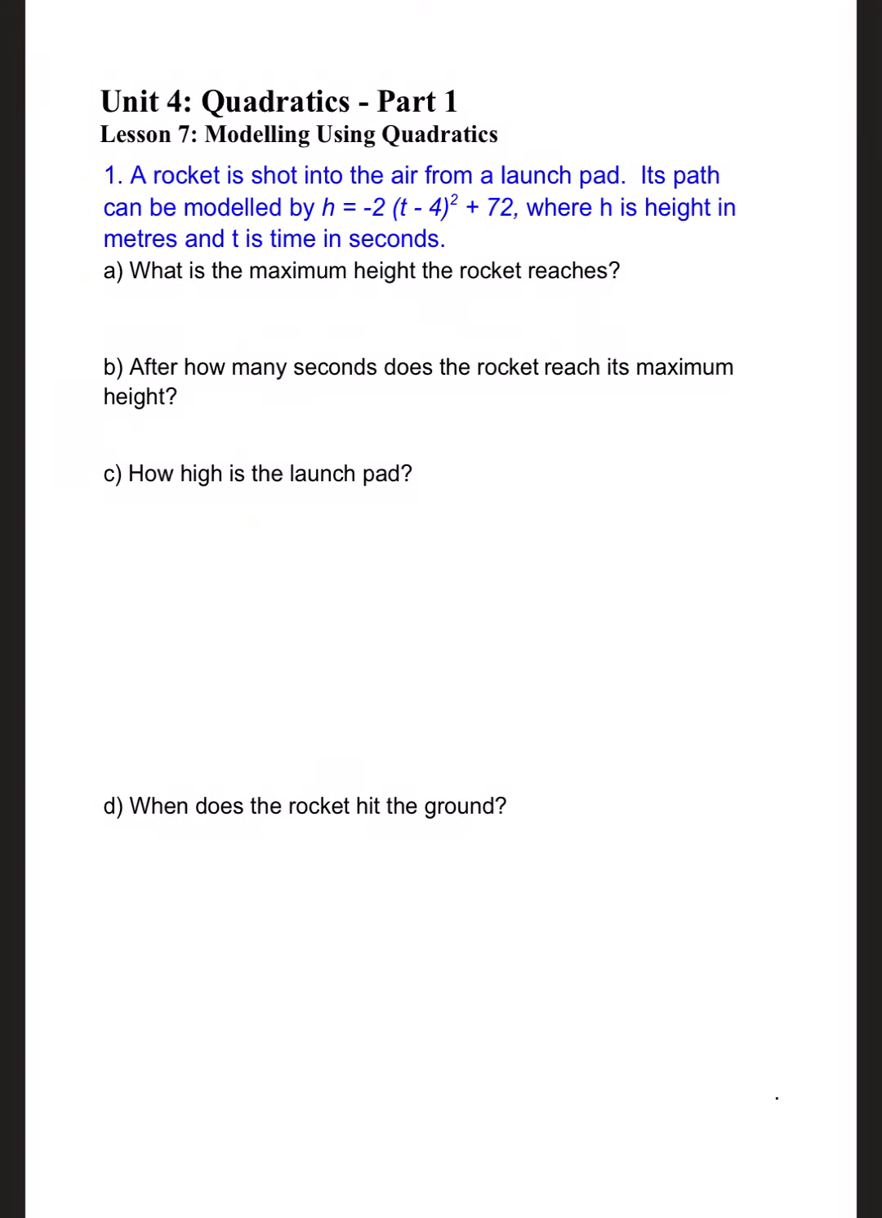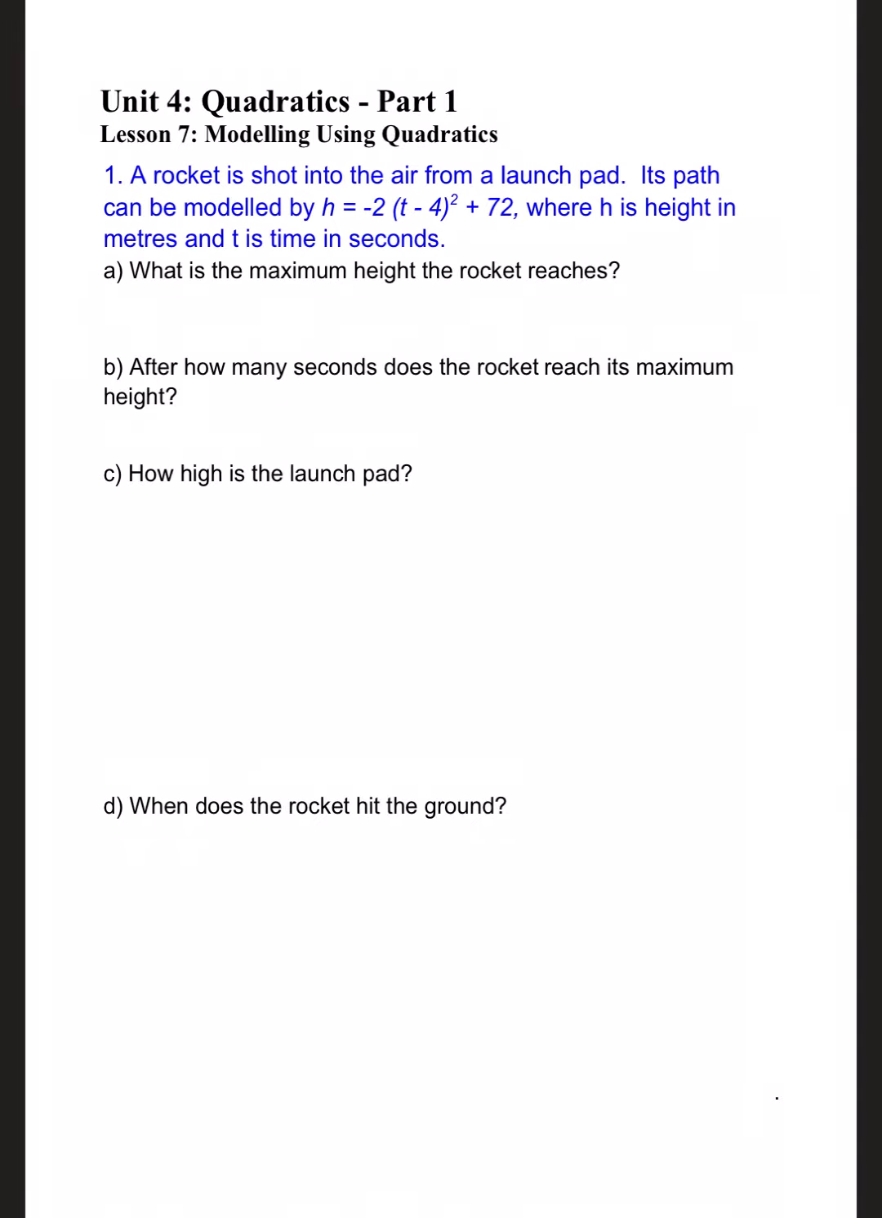Hello everyone, today we're looking at Unit 4, Lesson 7, Modeling Using Quadratics. So we're going to take what we've learned about the key points of a quadratic and apply them to word problems, and try to interpret what is being asked of us in a word problem based again on those key points. So we'll have two examples to look at today.